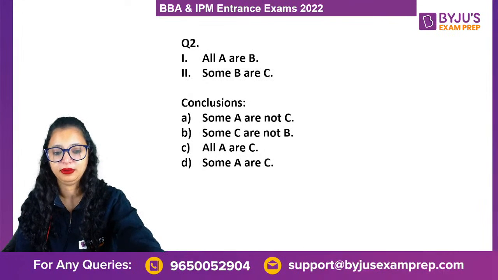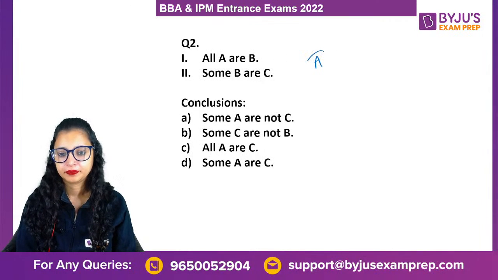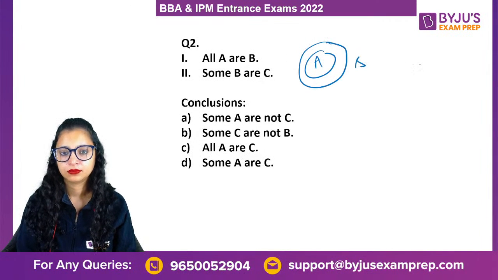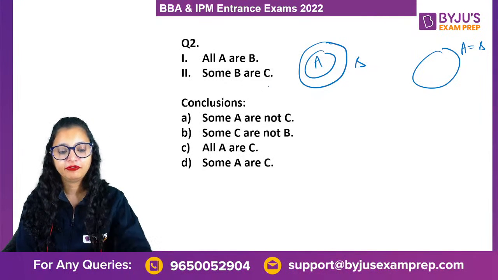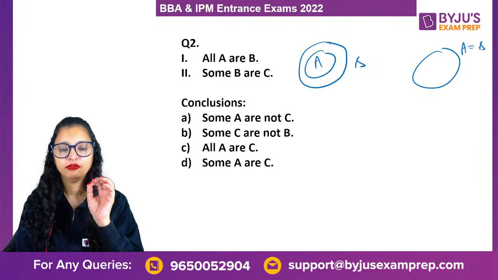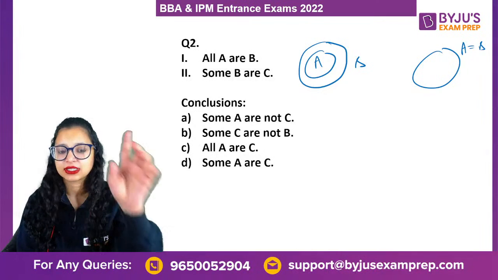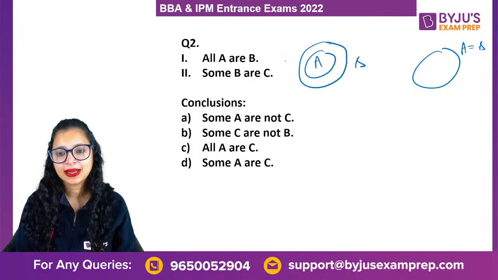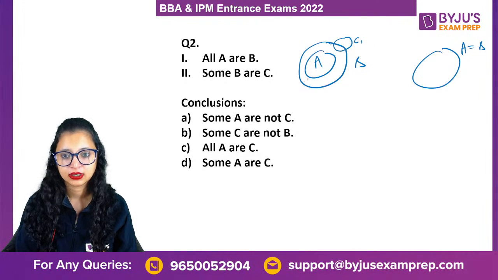Let me show you a combination. All A are B. Some B are C. Next diagram, all A are B. Now, some B are C. Everyone, please be very careful with how I combine C into this condition. When I say some B are C, C could be this, C could also be this.